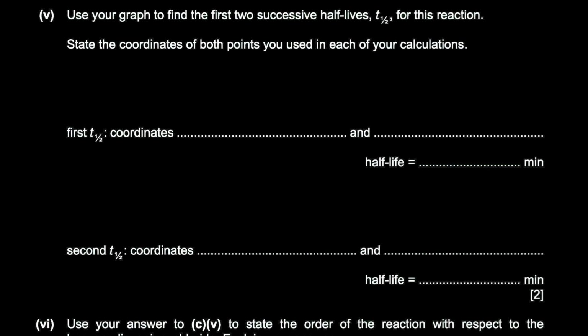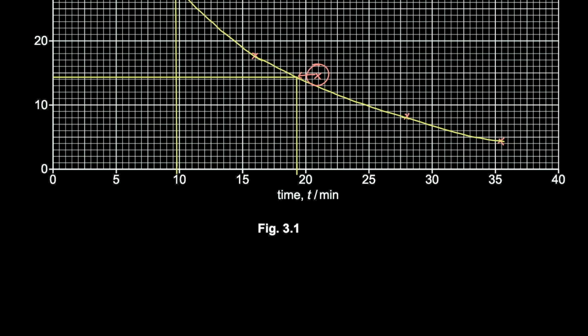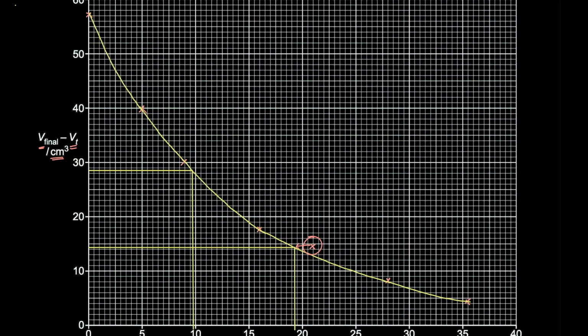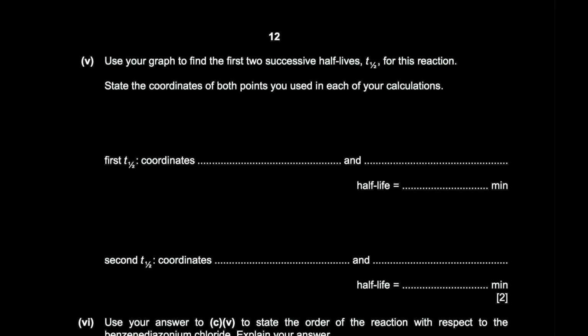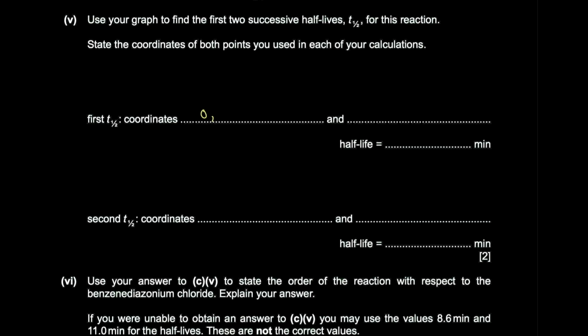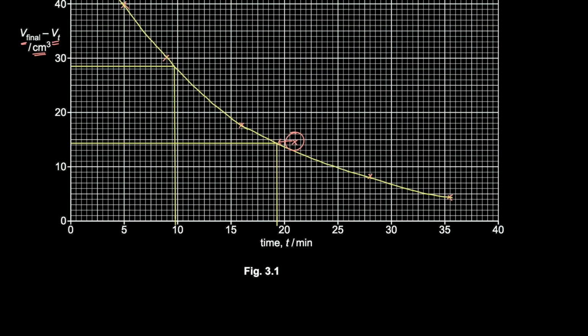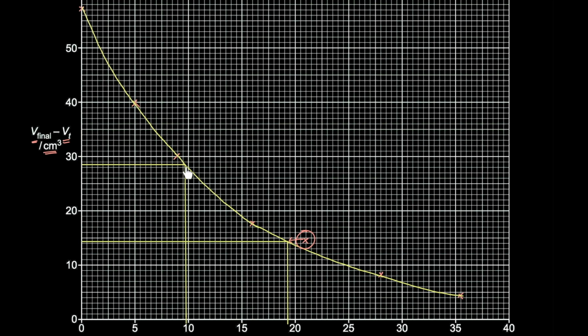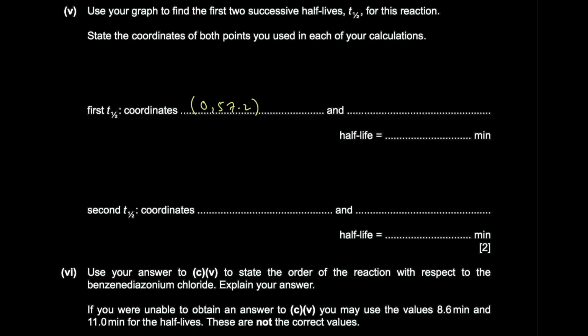Use your graph to find two successive half-lives for this reaction. State the coordinates of both points you used in each of your calculations. Going back to the graph, for the first half-life we've gone from 57.2 to roughly 28.6. The y coordinate is roughly 28.6 and the x coordinate is roughly 9.5, that's the time taken. So for the first half-life coordinates, we used 0 and 57.2, the initial point at t equals 0, and then 9.5 and 28.6. So the first half-life comes out to roughly 9.5 minutes, that's the x coordinate, 0 to 9.5.